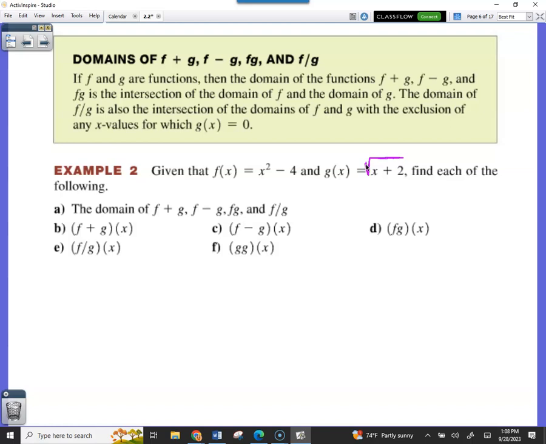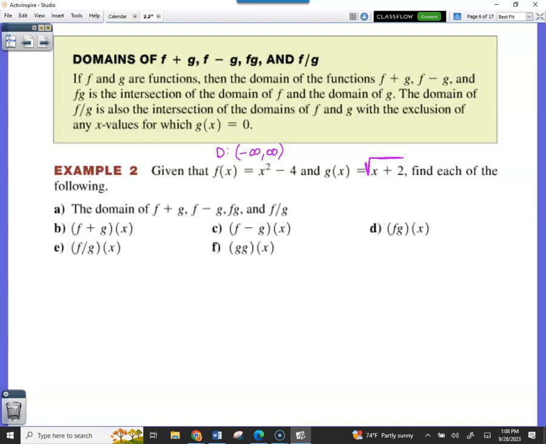So the first part of it says, tell me the domain of all of these algebraic expressions with these functions. Well, it would help first to know your domain of just them individually. So the domain of f, because it's a quadratic, is there anything in quadratics we have to watch out for? Not at all. Any number is allowed to be plugged in, right?